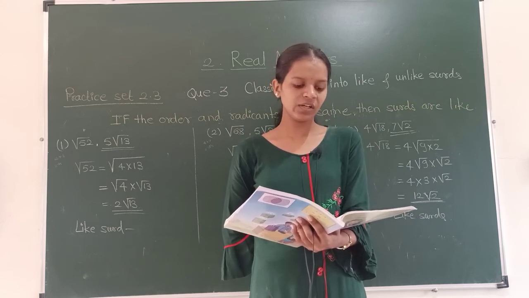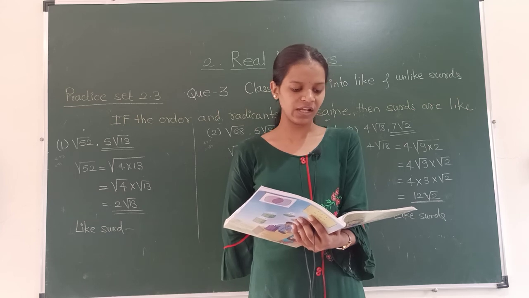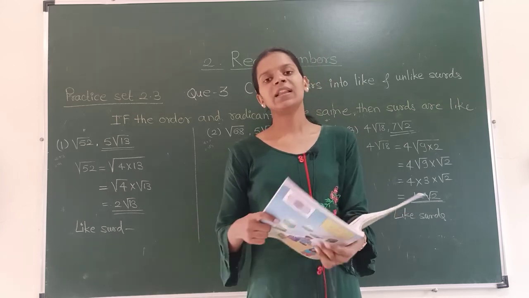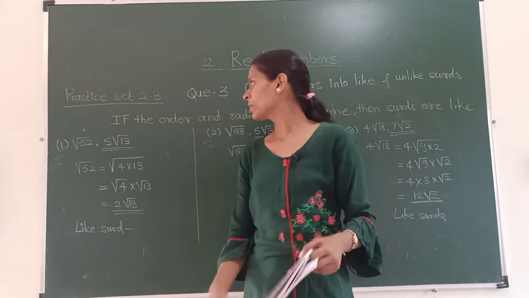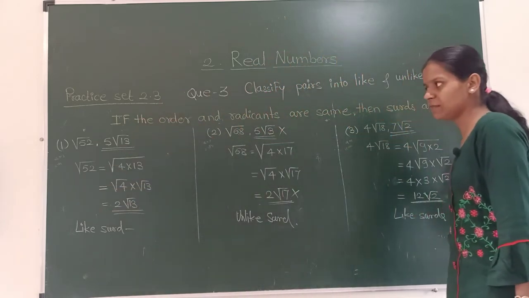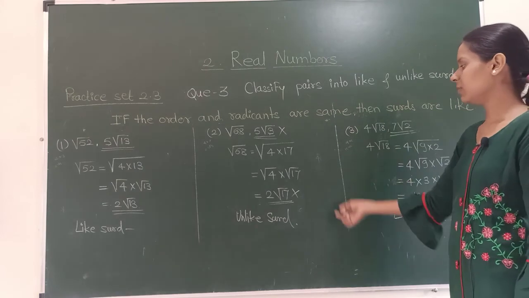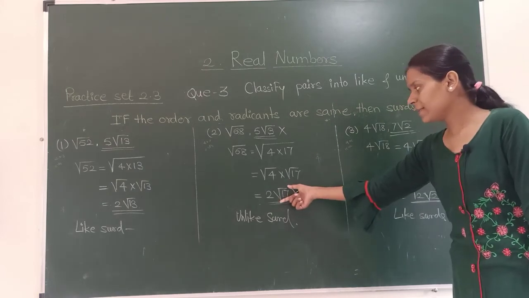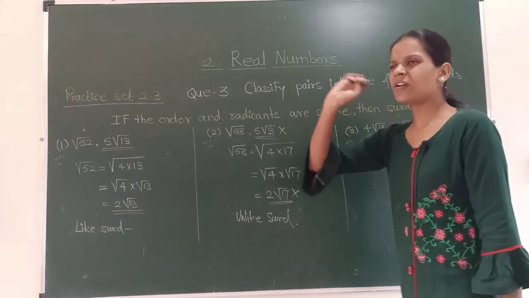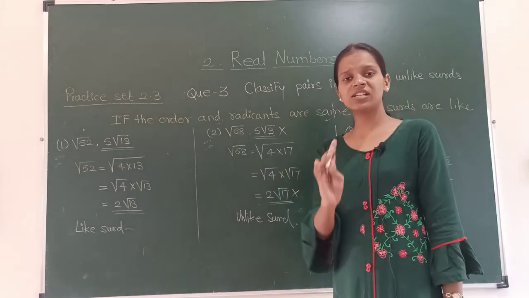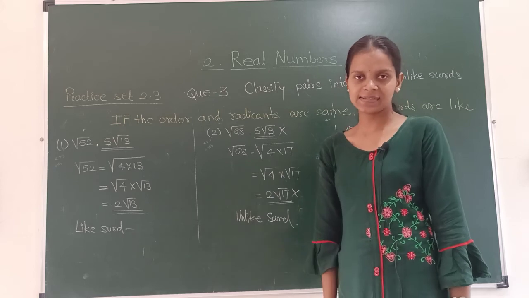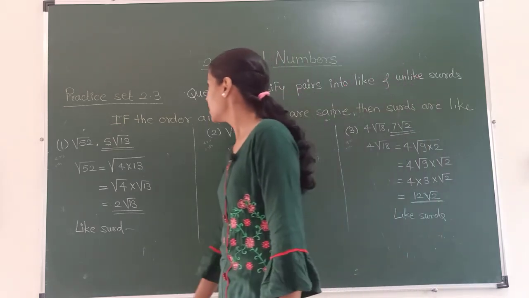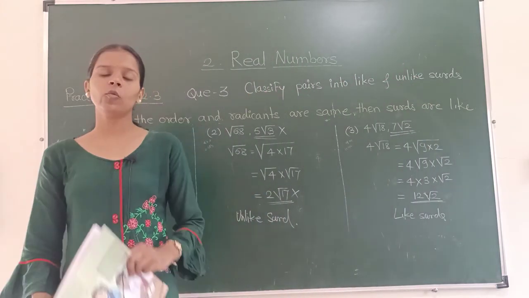And the sixth one, 5 under root of 5 and under root of 75. You can go for this, to check whether these are like surds or unlike surds. You have to further simplify like this. If the order is the same, you have to just go for the radicands. If the radicands are the same, you can say it is a like surd. Okay, this is question number 3 from your practice set 2.3.